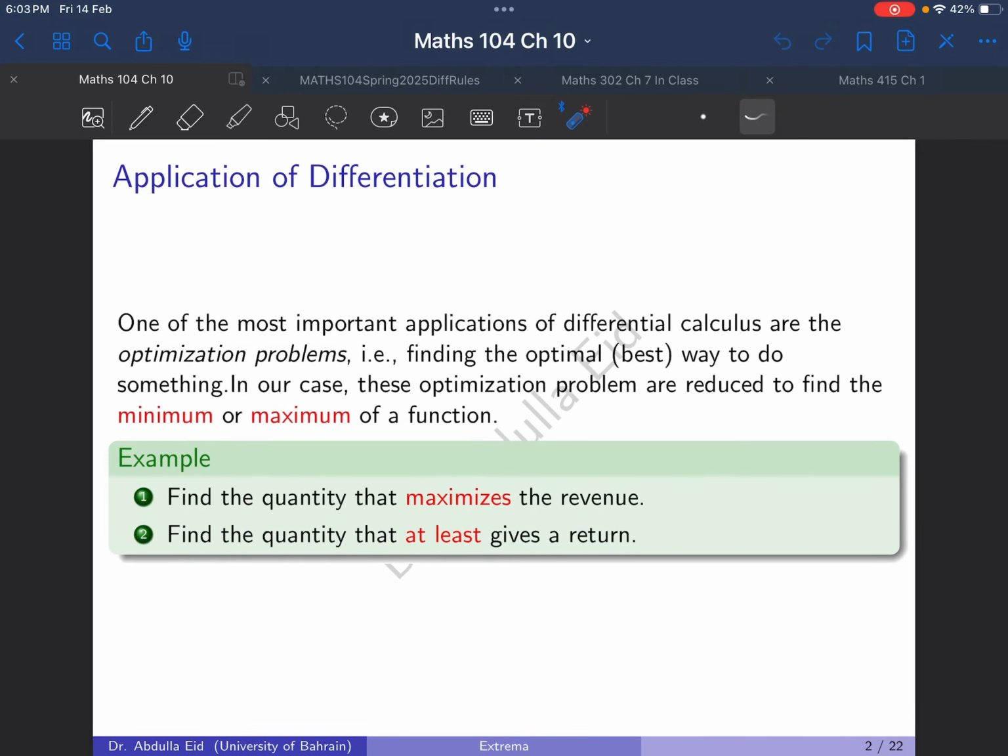Welcome, student, to this new chapter. We will do applications of differentiation.